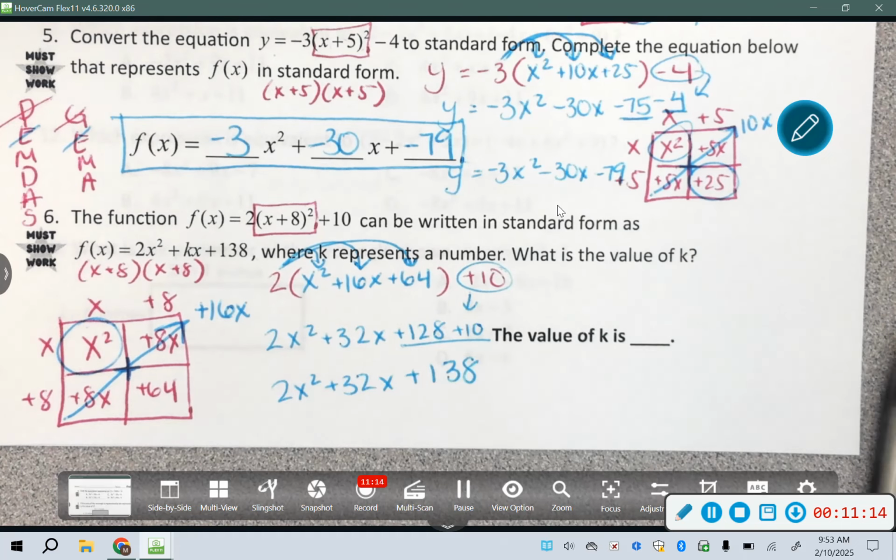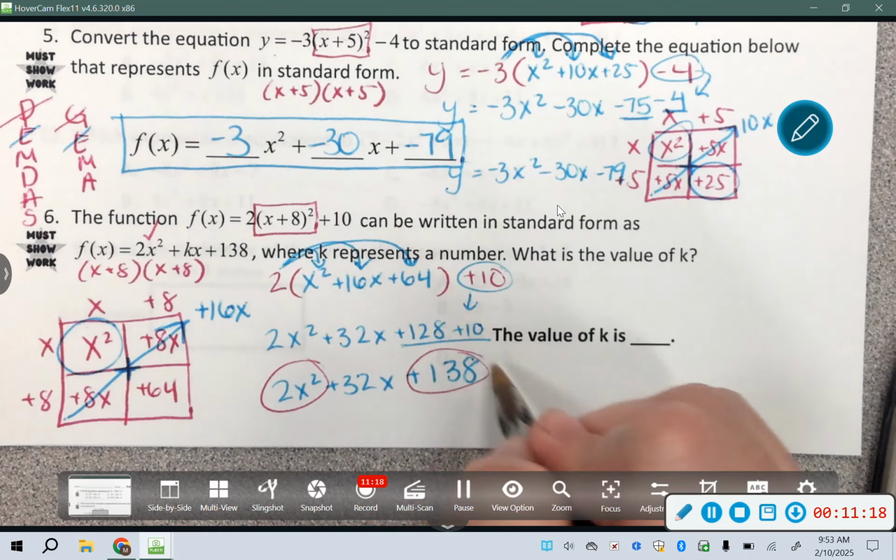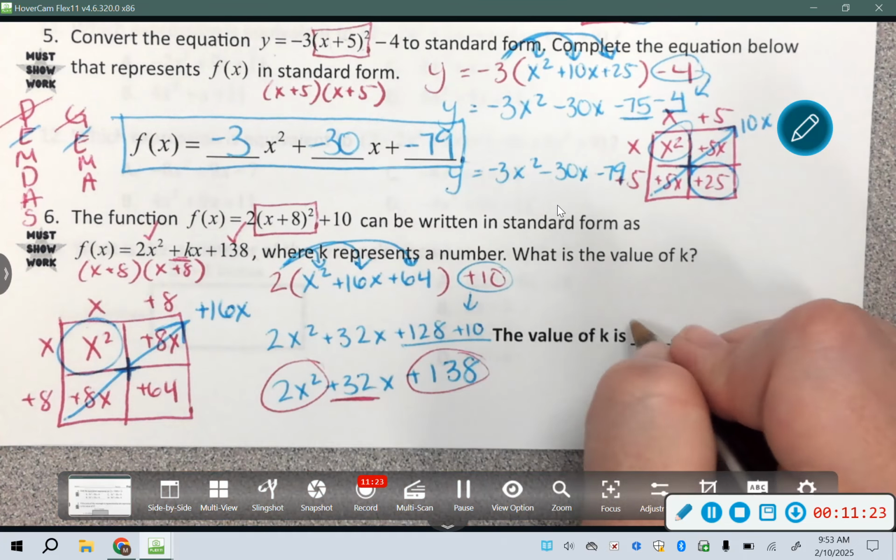Okay, so knowing that, we have to check our first term is right. Our last term is right. So then what's at k is what's in front of my x, which is 32.